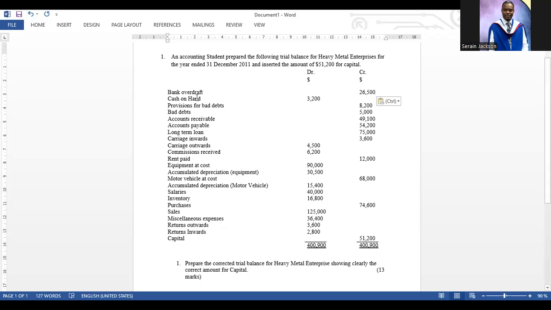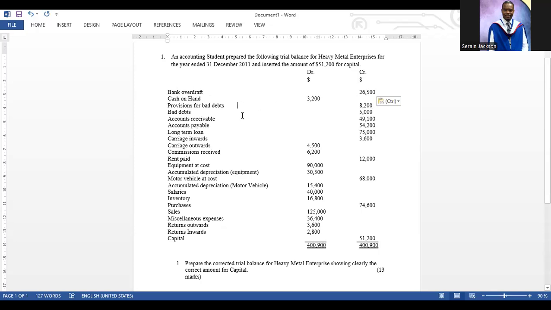Right. Cash in hand. You have to ask yourself now, is this an asset, liability, or those things, right? So cash in hand would be an asset. So it's on the right side, debit side. Provision for bad debt. Remember that we said that all provision accounts carry a credit balance, right? So provision for bad debt would be on the credit side.